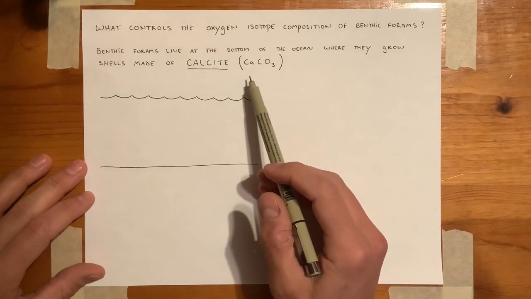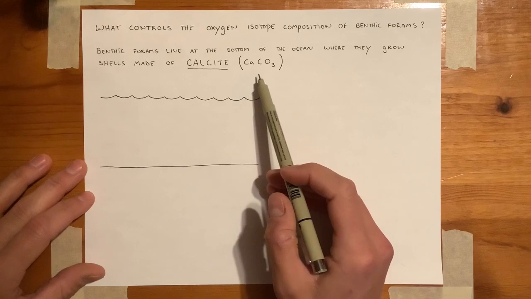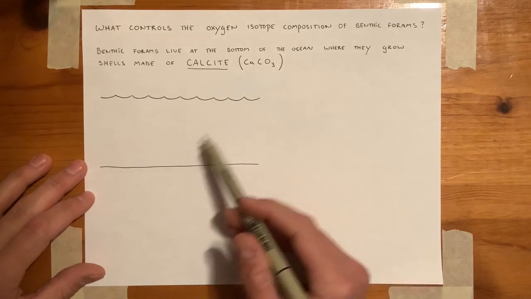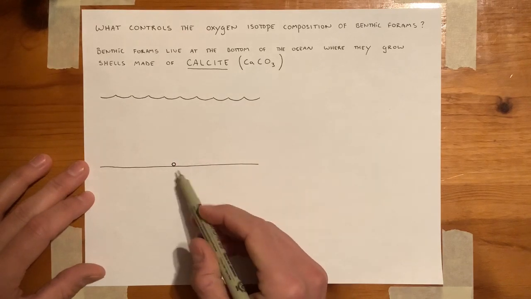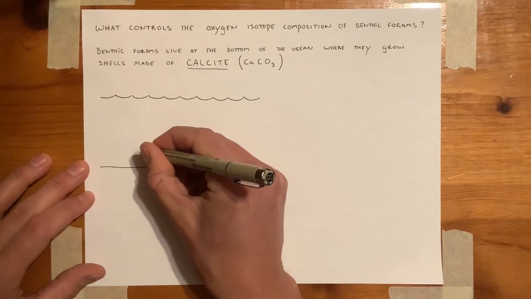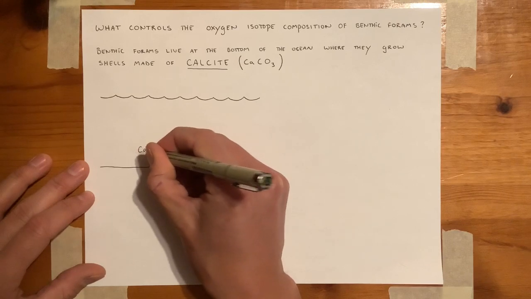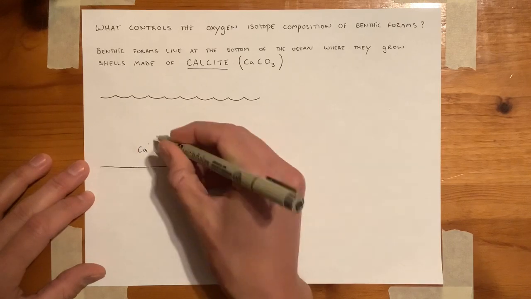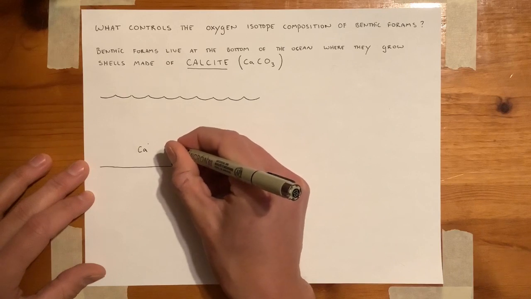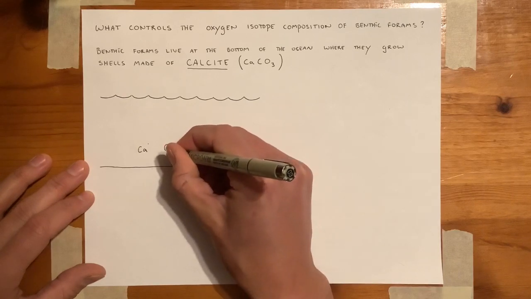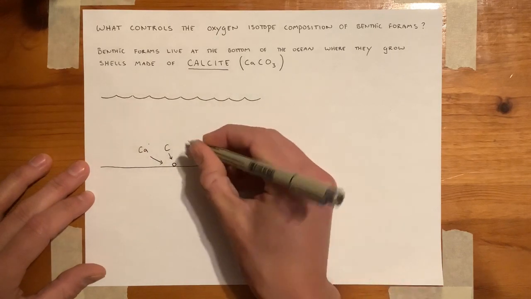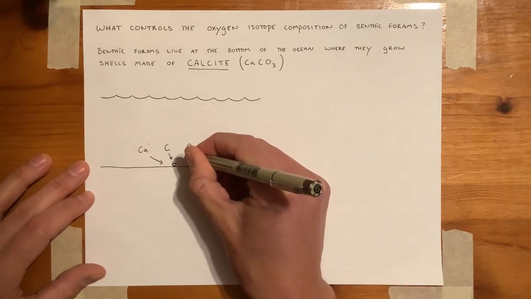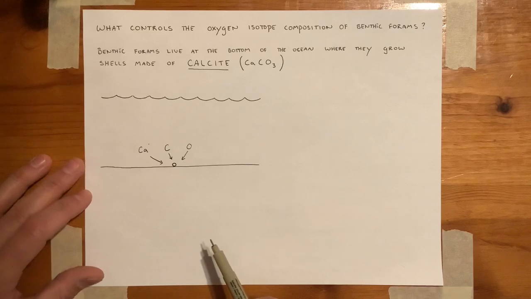So how do they grow these shells? Where do they get the calcium, the carbon, and the oxygen? Well, they pull it directly out of the ocean. So if I'm a little foram living at the bottom of the ocean, then I'm going to pull some dissolved calcium. I'm going to pull some dissolved carbon. I'm going to pull those out of the ocean. And I'm also going to have to use oxygen, right? I'm going to pull some oxygen out of the ocean.